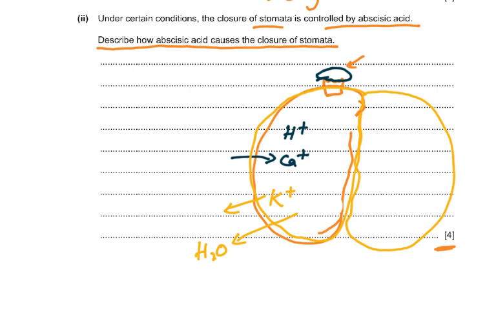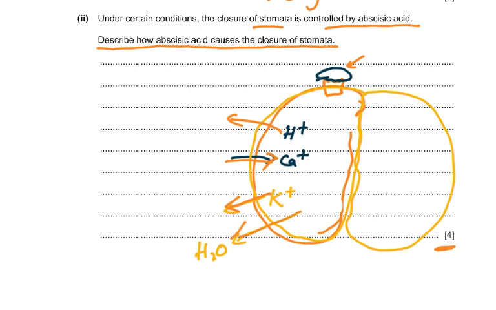H ions stop moving out. This was moving out, now this stops moving out of the cell into the cell wall. Calcium ions enter. Potassium ions leave the cell. Calcium acts as a second messenger.